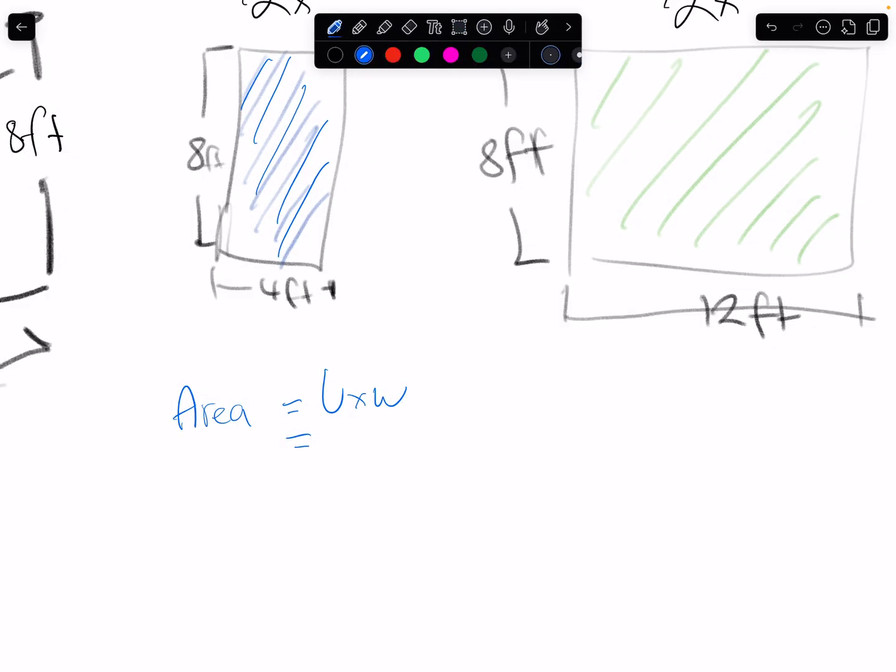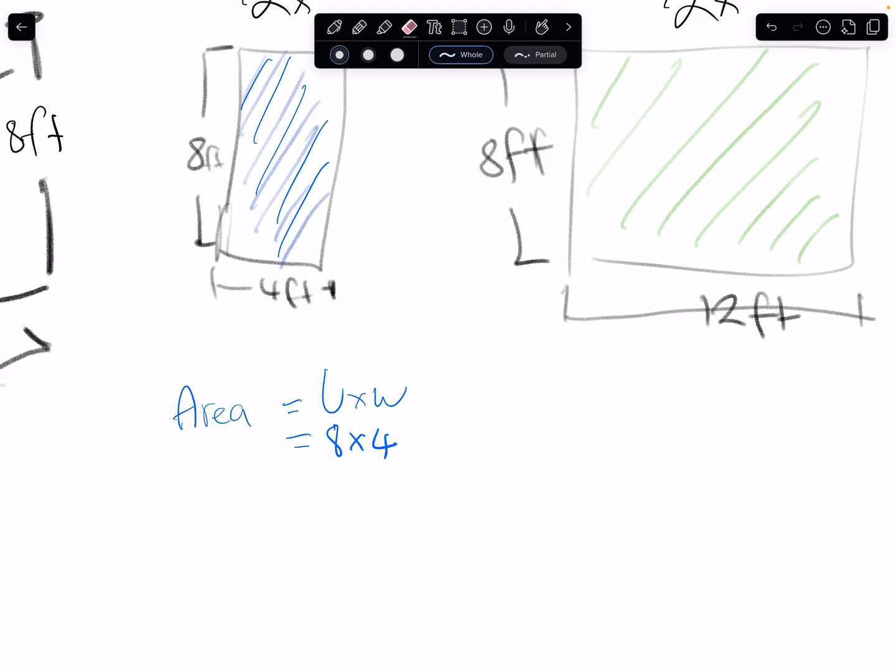Area is length times width. Now, here, our area is, that means 8 times 4. Now, it doesn't necessarily matter which you choose as length or which you choose as the width, for the same reason as 4 times 3 is 12, the same as 3 times 4 is 12. Multiplication is commutative, so it doesn't matter which order you do it. But if you want, you can stick to one and just roll with it there.